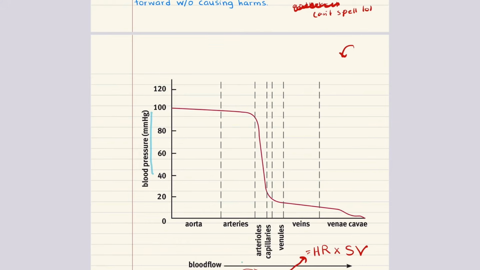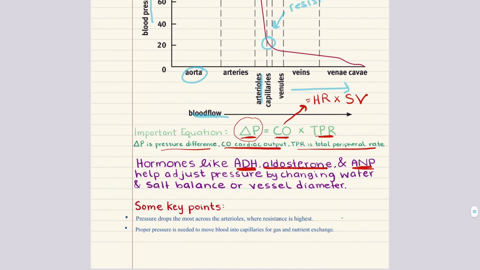Now, if you look at the graph here, you'll see how blood pressure changes as blood flows through the circulatory system. The highest pressure is in the aorta and the large arteries. Then as blood moves into the arterioles, there is a dramatic drop in pressure. This is where most of the resistance occurs. By the time that blood reaches the capillaries and then the veins, the pressure is much lower. And this pressure gradient is, again, what drives blood flow, and it's why blood can move from the heart to the toes and back again.